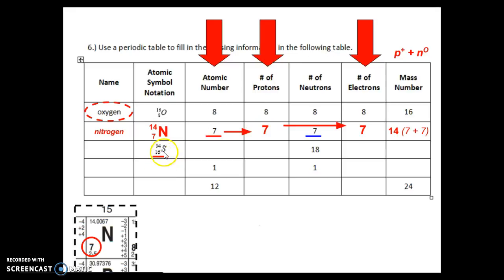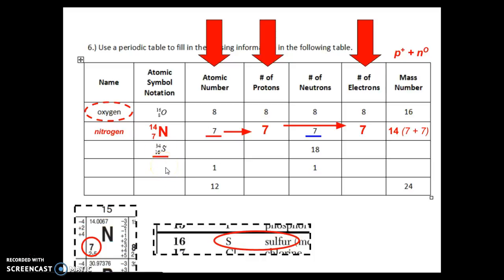We've got the symbol notation with S and an atomic number of 16 and a mass number of 34. Okay? There's a place where you can turn element symbols into names. It's table S on your periodic table. That's the big list on page 10 and 11. So that immediately tells you, oh yeah, S is sulfur.